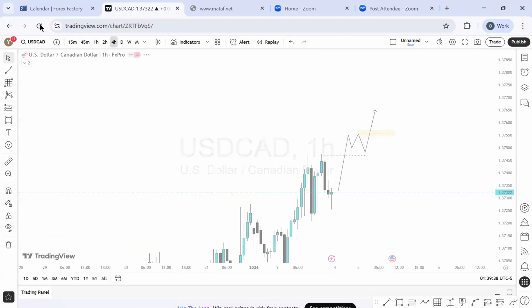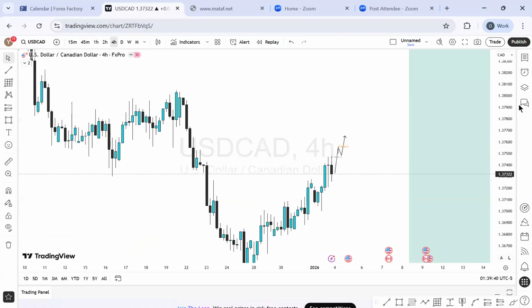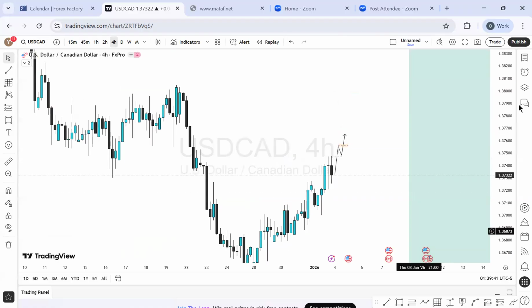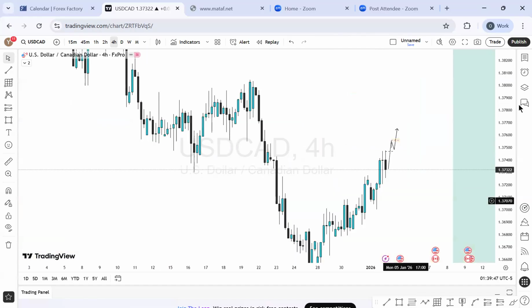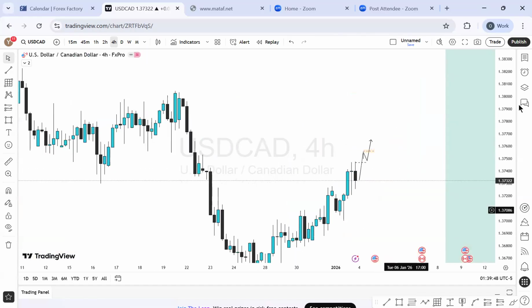But for those that took it already from the fair value gap zone, congratulations. I didn't see that coming. I was expecting to see it in that area I really marked right here, or for that reason, I saw a demand zone. So this is just my outlook on this one right here.